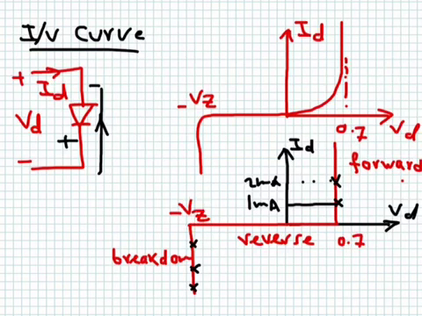Zener voltage is usually given as a positive number. Say the zener voltage is 9 volts. So this means that when the cathode is more positive than the anode by 9 volts, then the diode will enter the breakdown region.